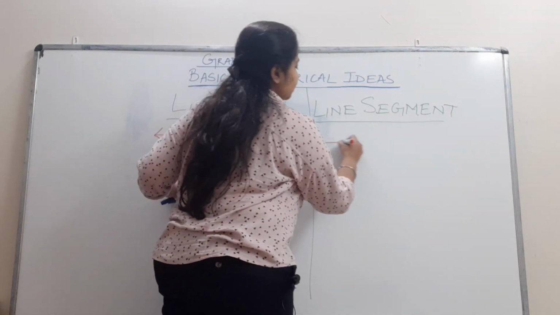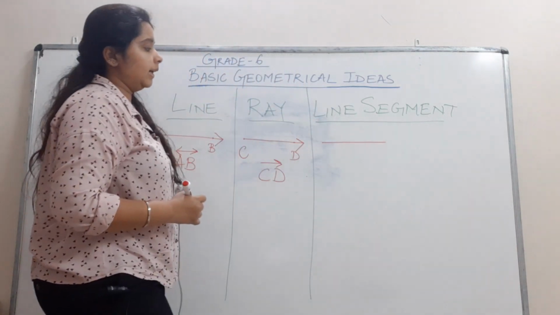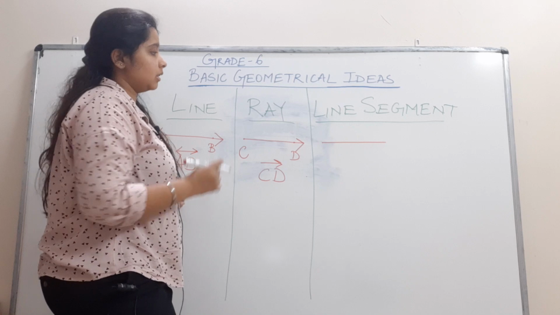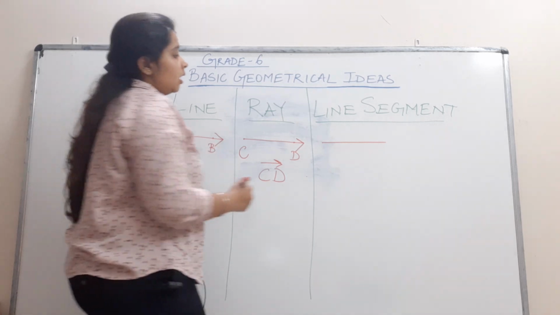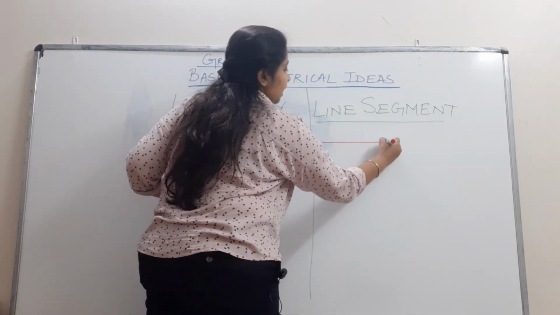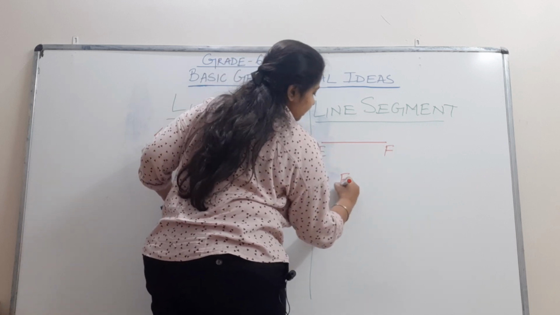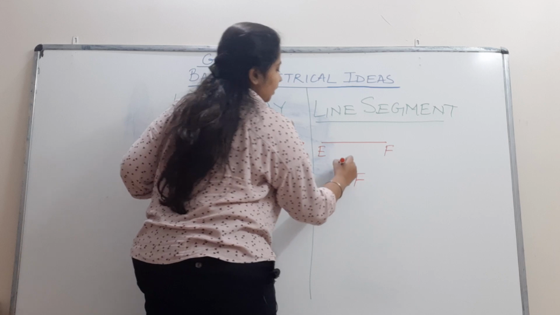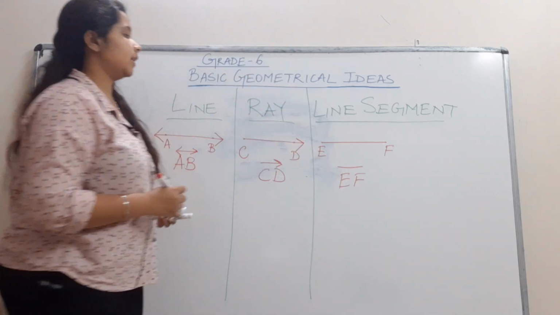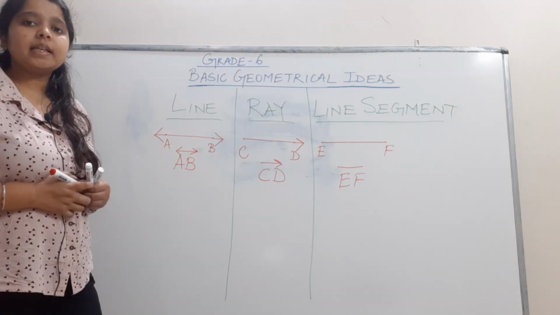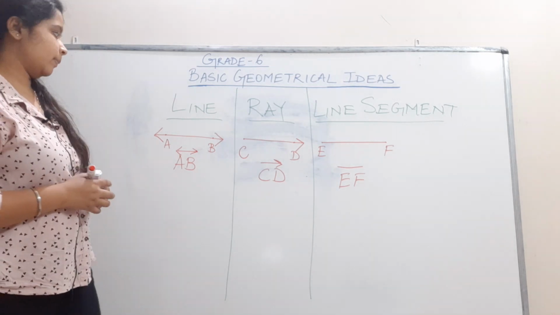What is a line segment? It has two end points. It has a definite length, and the two end points are named E, F, and we write it as EF with a bar on top. There is no arrow. So these are the three types of lines.